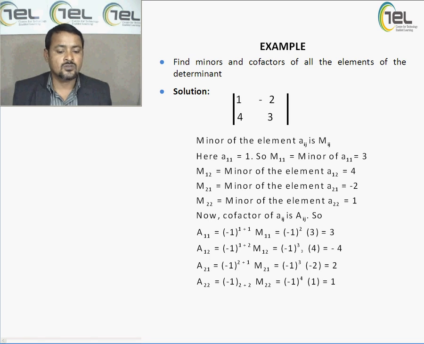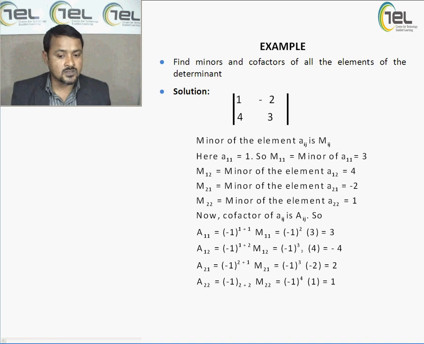If you want to find out the cofactors of these elements, we have to use the formula of minus 1 to the power i plus j. So capital A11 is minus 1 to the power 1 plus 1, that is minus 1 squared, into 3, that is 3. A12 is minus 1 into 4, that is minus 4. A21 is 2, and A22 is 1.